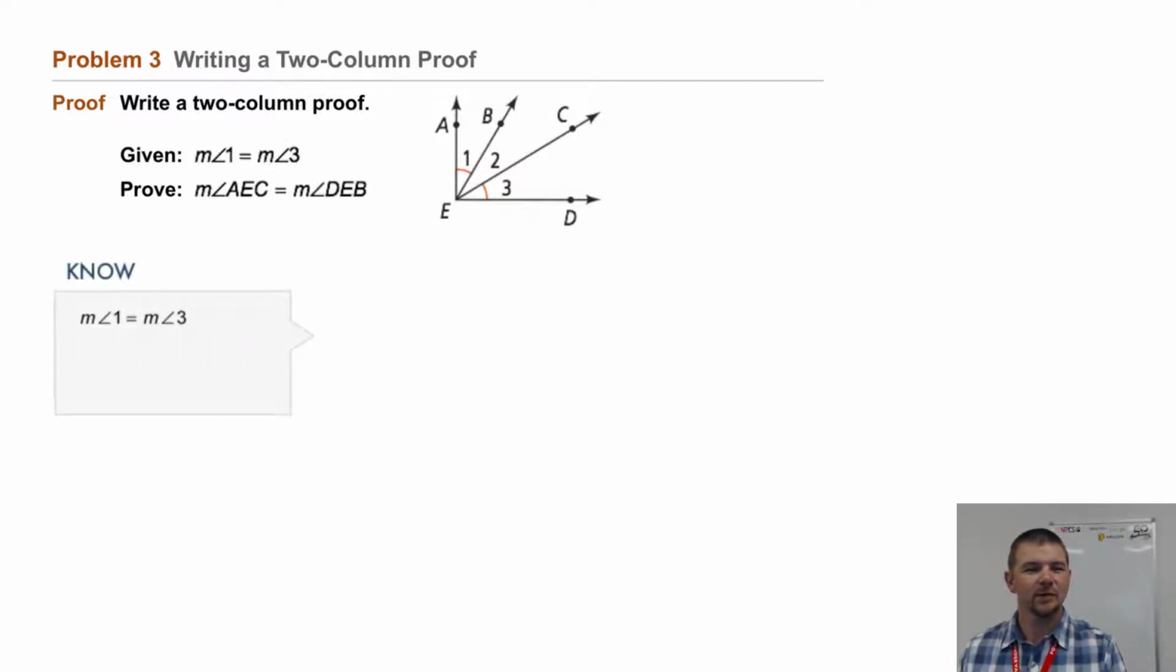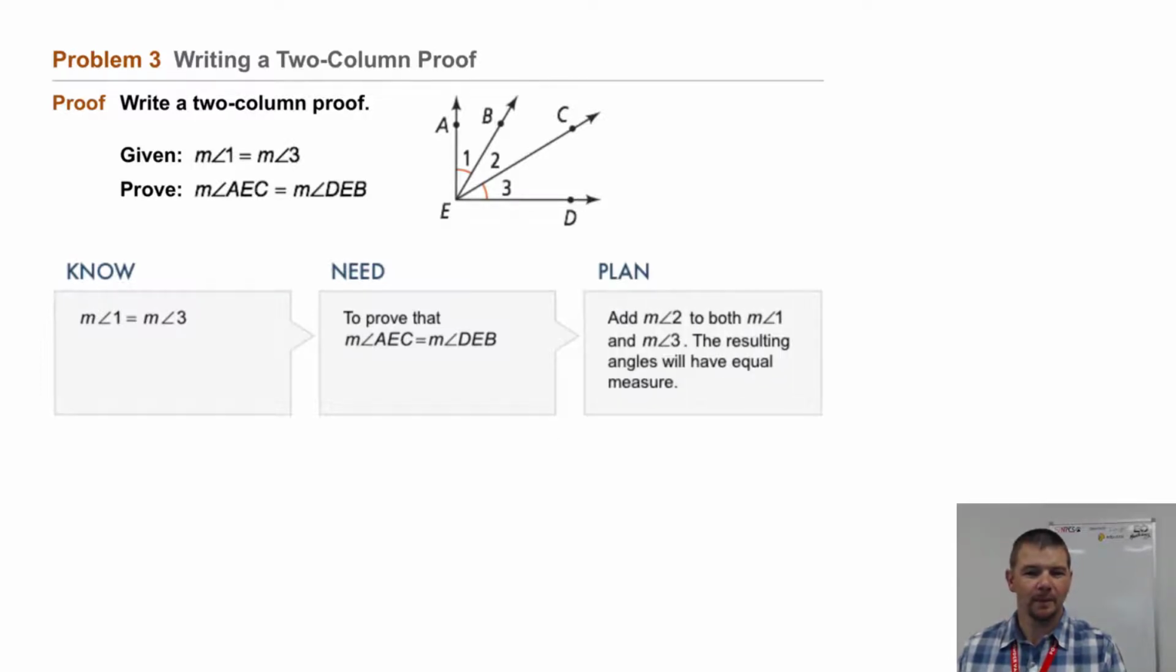First, consider what you know. You know the measure of angle 1 equals the measure of angle 3. That's given. It's also indicated in the diagram with one arc in each of those angles. Next, consider what you need. You need to prove that the measure of angle AEC equals the measure of angle DEB. Then form a plan. Add the measure of angle 2 to both the measure of angle 1 and the measure of angle 3. The resulting angles will have equal measure.